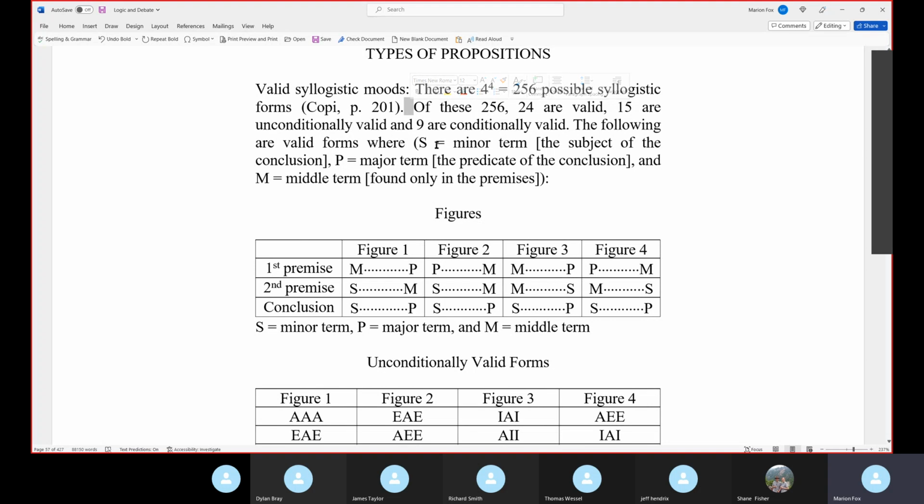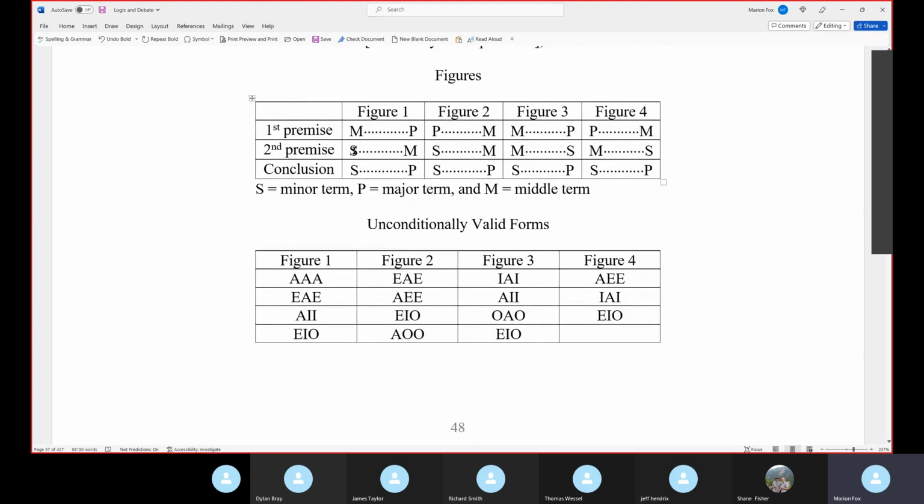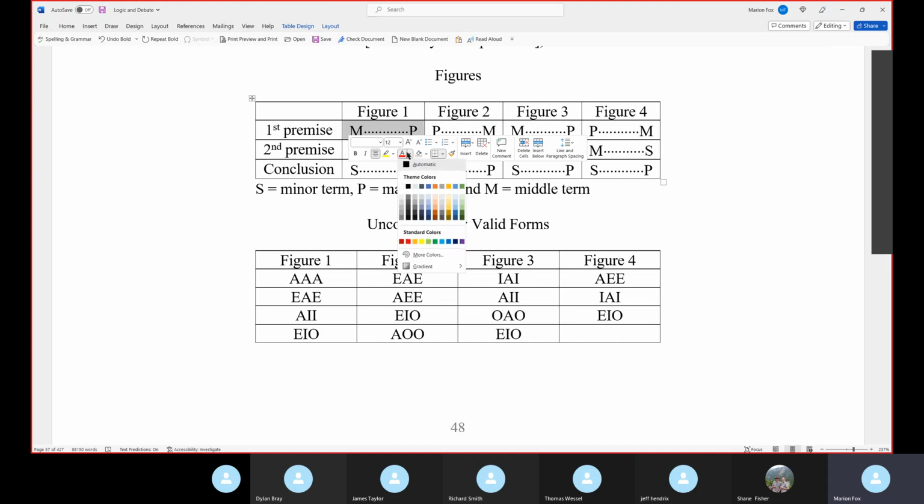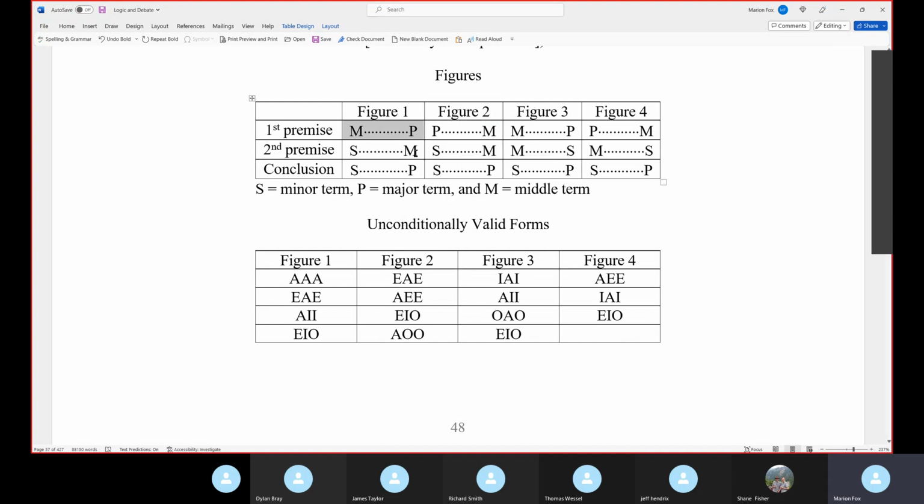15 are unconditionally valid. Now then, the arrangement of the forms, we've been through this already, just basic reviewing. We have the middle term in the first premise and the second premise. Notice how they're arranged. Over here, the two middle terms are right here. And here, the two middle terms are at the beginning. These are at the end of the premise, and they're at the beginning of the premise here. Then they're here and here.